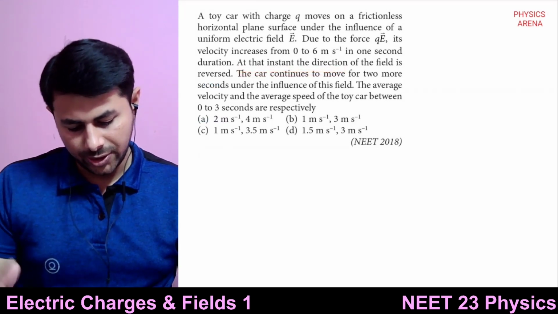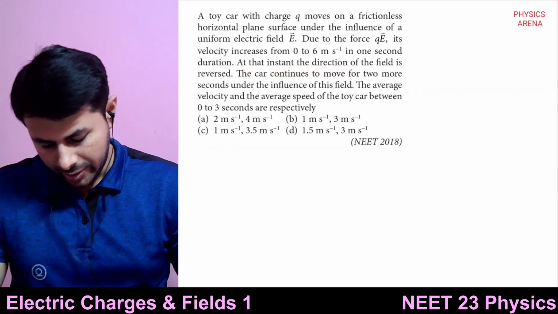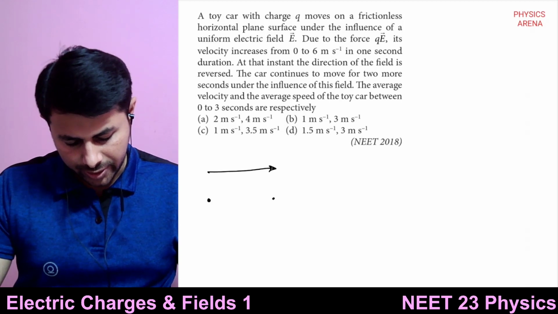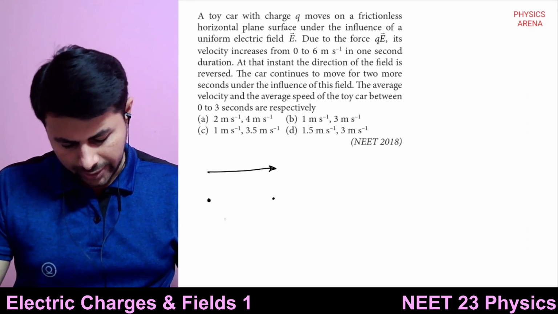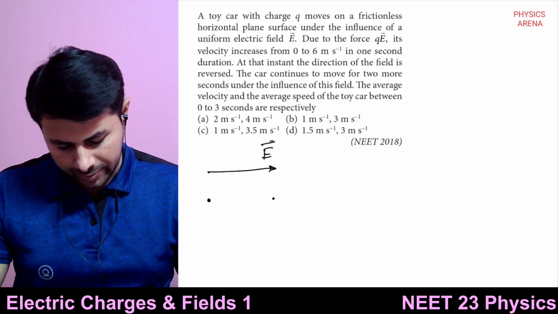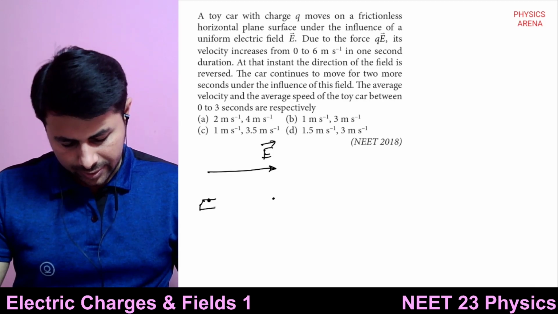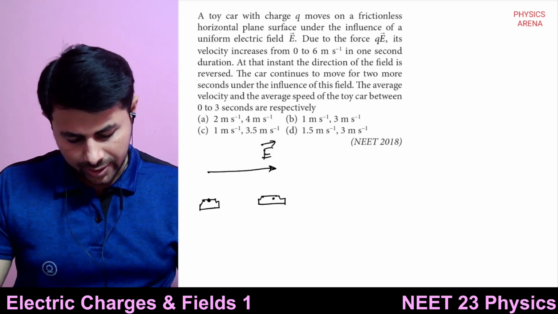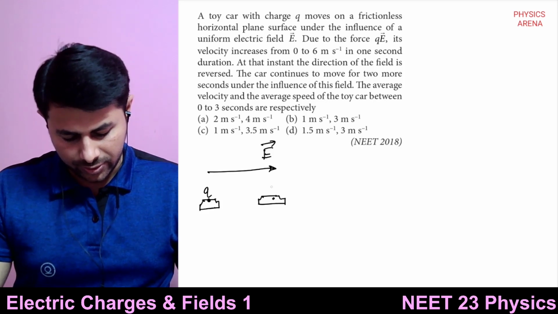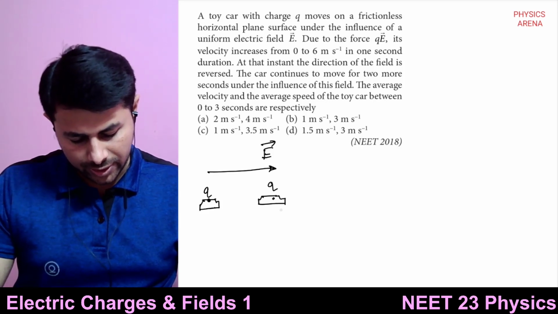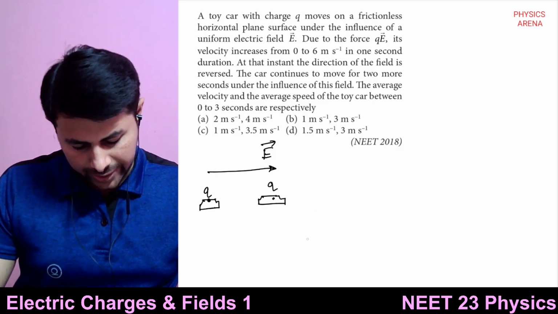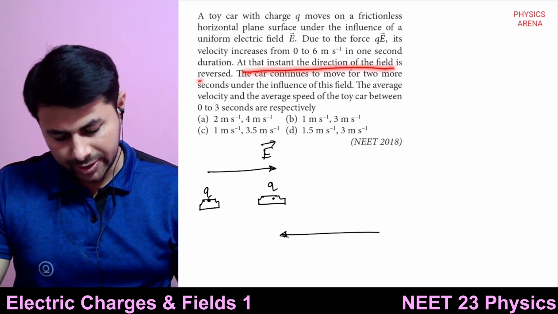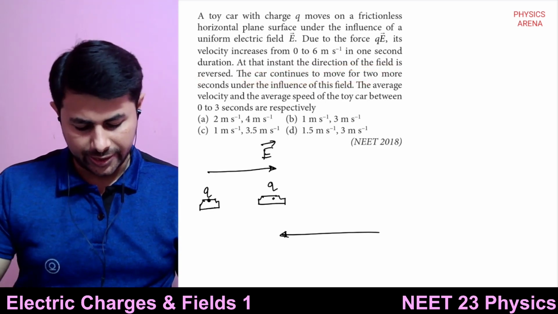At that instant, the direction of the field is reversed. So for 1 second, the electric field is directed like this, and the car moves, let's suppose, from here to here. This is the electric field, and this is the toy car, which has charge Q. When it is at this position, the field gets reversed. The car continues to move for 2 more seconds.